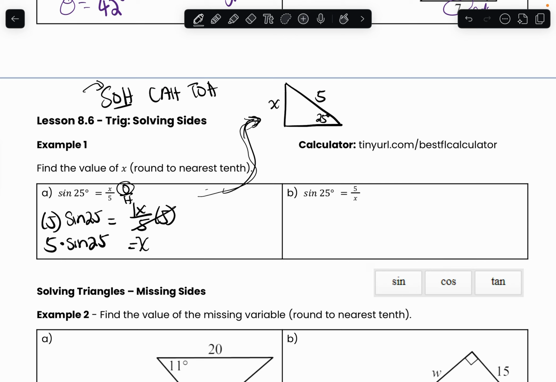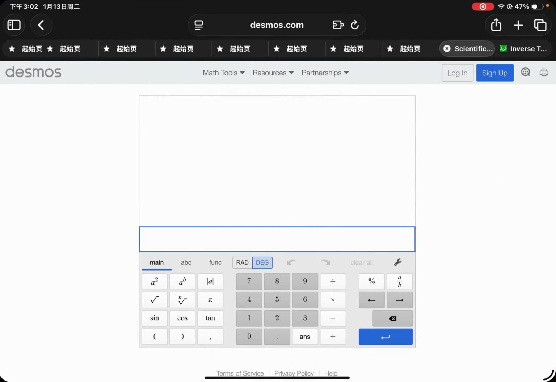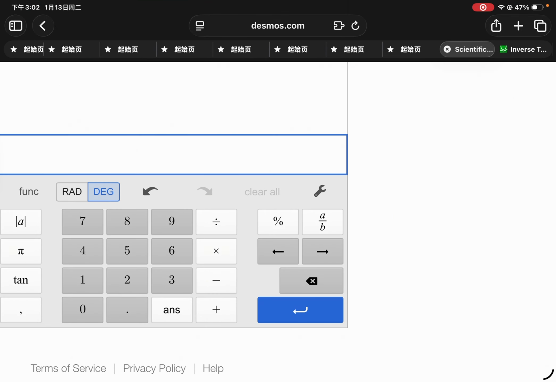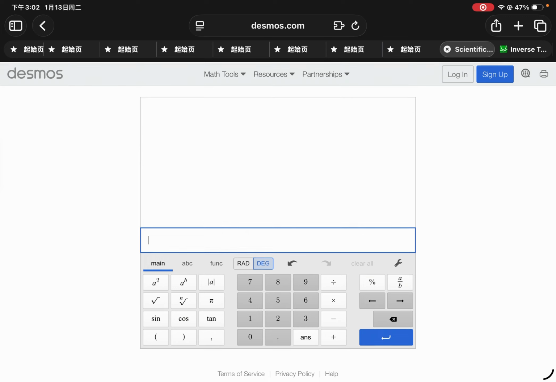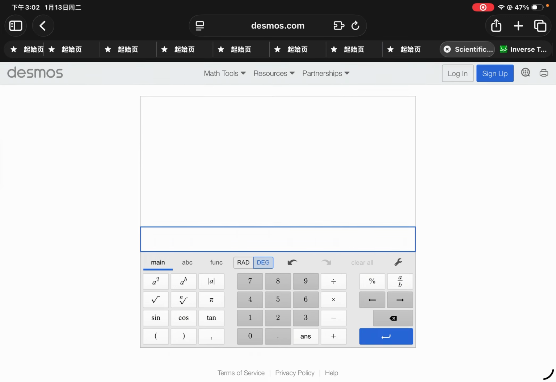But we need to figure out what value it is rounded to the nearest 10th place. So what you're going to have to do is search up the Desmos Scientific Calculator. And I'm going to pull up the calculator to show you how to put it in. So on your calculator right here, you're going to clear everything out. Make sure it is in degree mode. And I'm going to go ahead and click 5 times the sine of 25. Okay. And this should give you the decimal right here, 2.113. Now, if you're going to round it to the nearest 10th place, it'll be 2.1.